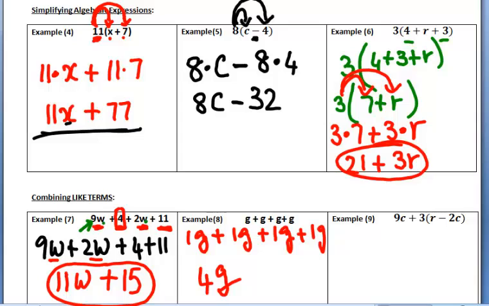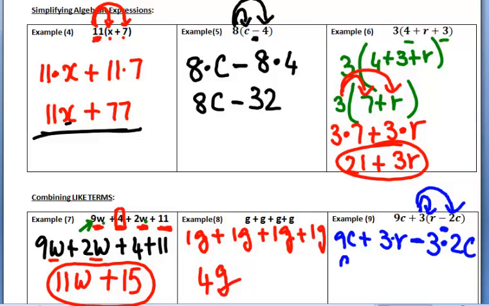Okay, now let's do the last example. This is, as you see, a little bit more complicated. I have some variables, and then I have a plus, and then I have a distributive property. So let's start with this. I'm going to rewrite it as 9c plus, and I'm going to put my distribution arrow. 3 goes with the r, 3 also is multiplied with the 2c. Okay, now I have 9c plus 3r, 3 times r, you could say, minus, because the sign here says minus between the two terms, 3 times 2c.